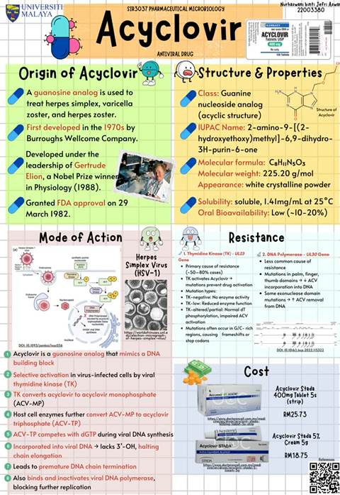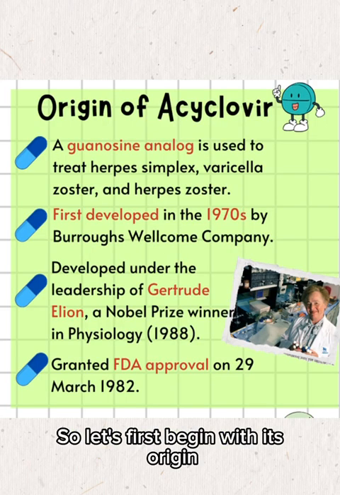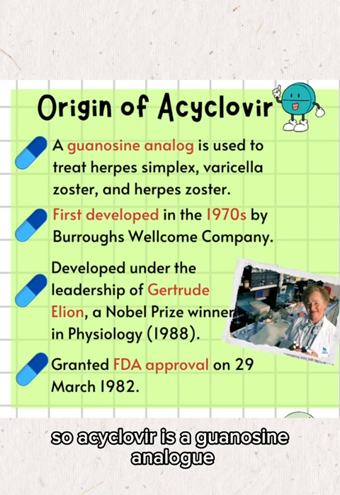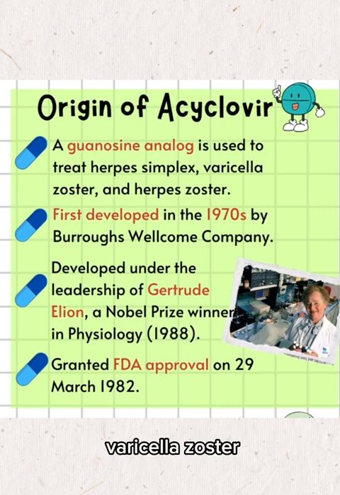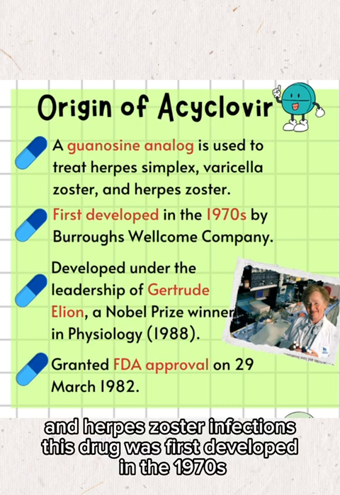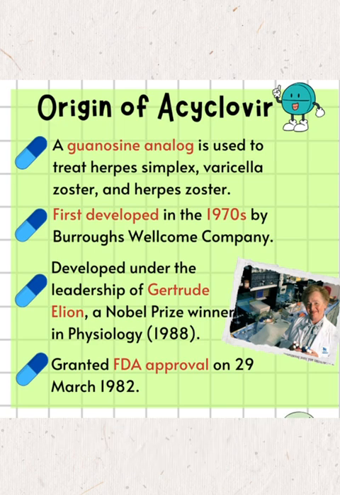The title of my poster is Acyclovir, an antiviral drug that has played a key role in the treatment of herpes infections. So let's first begin with its origin. Acyclovir is a guanosine analog, and it is primarily used to treat herpes simplex, varicella zoster, and herpes zoster infections. This drug was first developed in the 1970s by the Burroughs Wellcome Company.